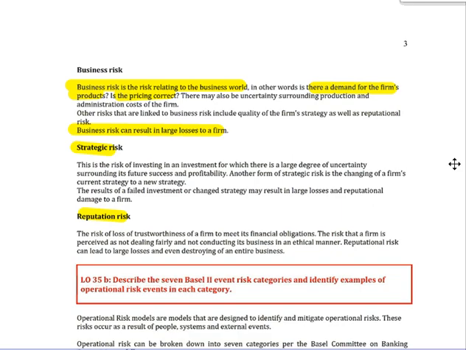Strategic risk is the risk of investing in an investment with a large degree of uncertainty involved. Looking at reputational risk, it is the risk of loss of trustworthiness of a firm to meet its financial obligations. And again, reputational risk can lead to large losses and can even destroy a business. We know many cases of this out there in the market.